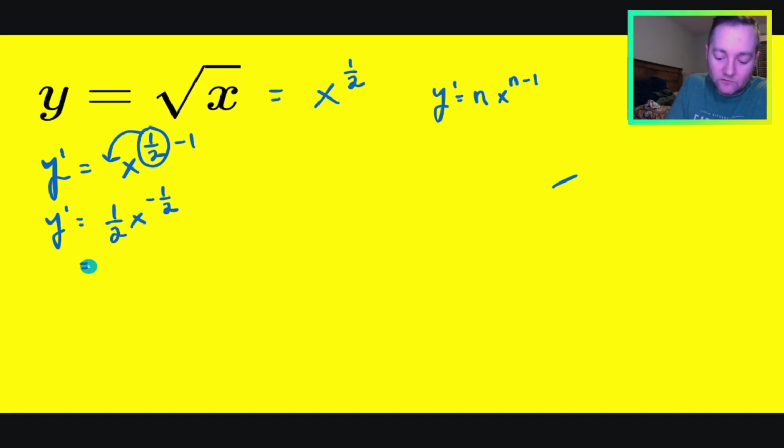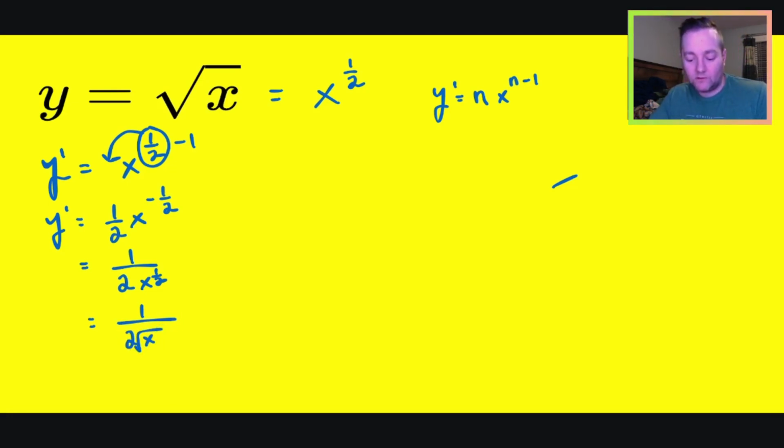So what we need to do is drop that x to the denominator with the 2, and then make the exponent positive, 1/2. And then we can rewrite that 1 over 2 as a root again. So we end up with 1 all over 2 root x. So there it is, quick and dirty, the derivative of the square root of x. We can apply that to any radical that has a radicand of just x.